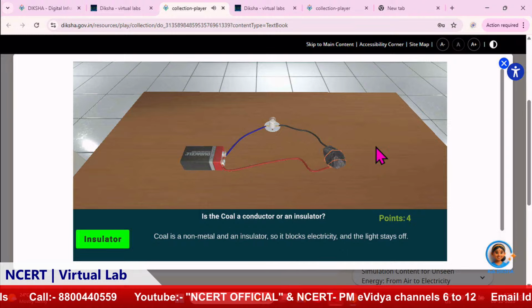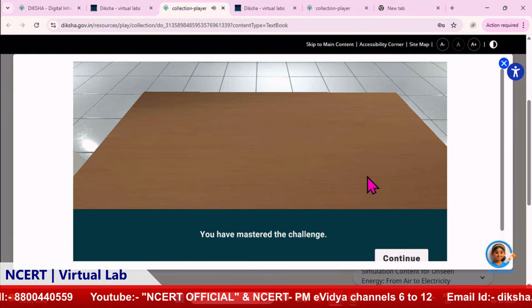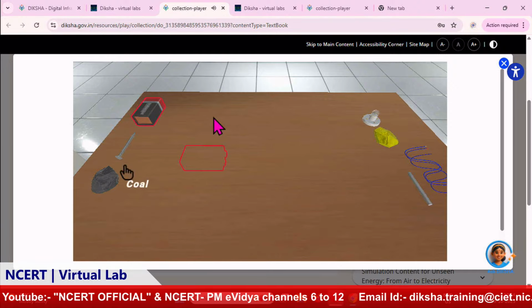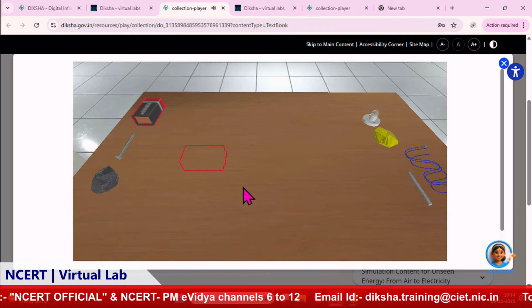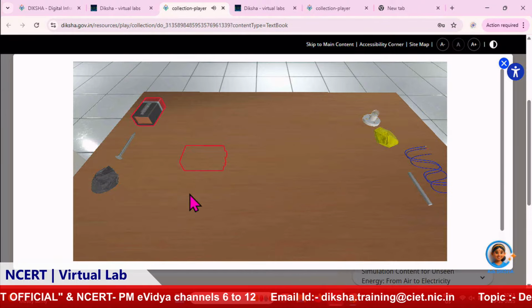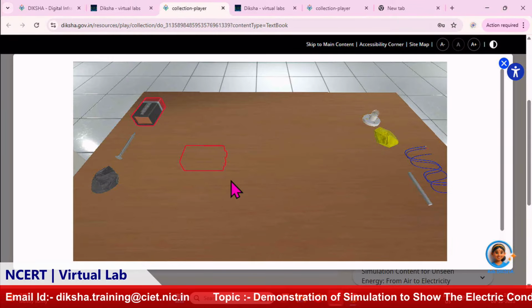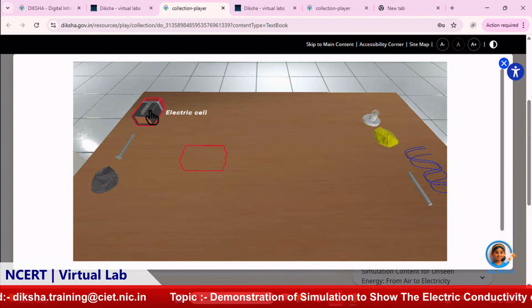So, in this way we have completed this experiment. Now you have mastered the challenge. It is giving some command also. Now, one more task, which is a little bit technical, because initially the electrical circuit was properly made and we only had to keep the object. Now, to test whether the student understood how to create this electrical circuit, we have to start from scratch.